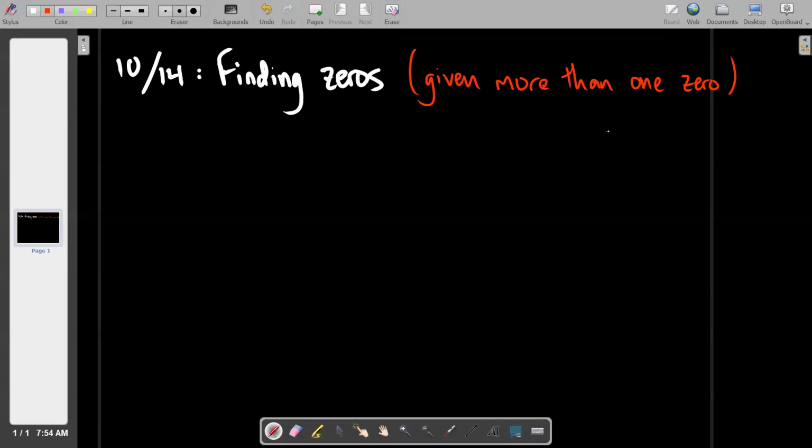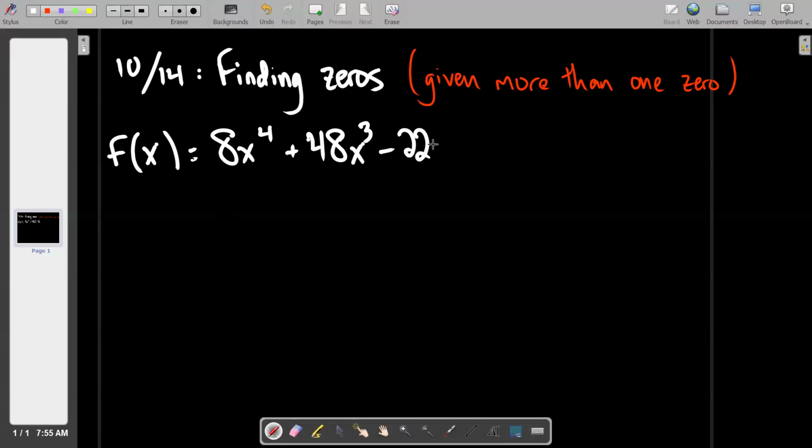So for our first example, and I don't have a ton, I don't think you'll struggle too much with this today. Our first function is f of x, and it is 8x to the fourth plus 48x to the third minus 22x squared minus 138x minus 36. And this time there are going to be two freebies.